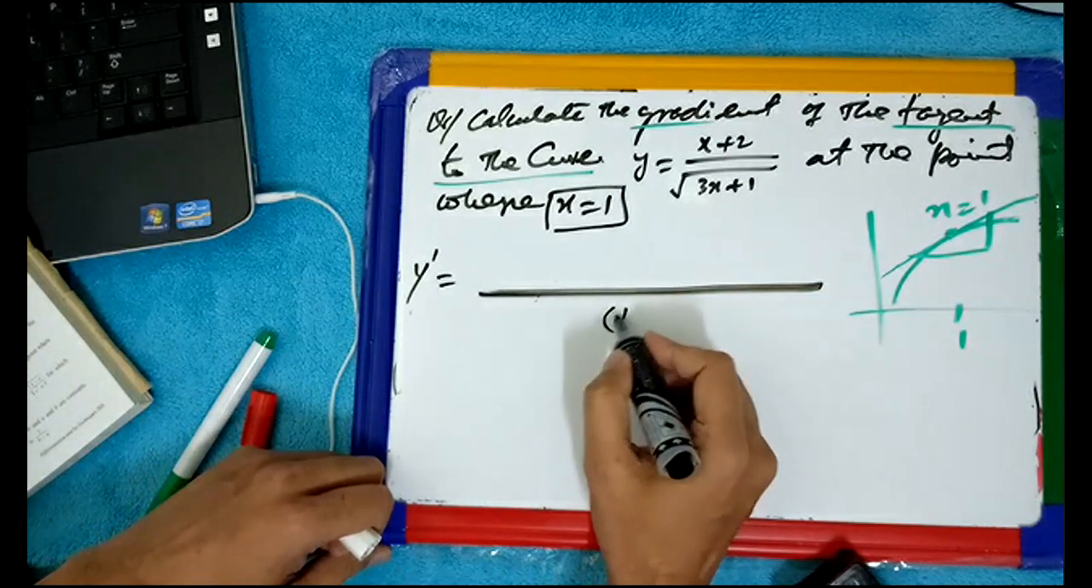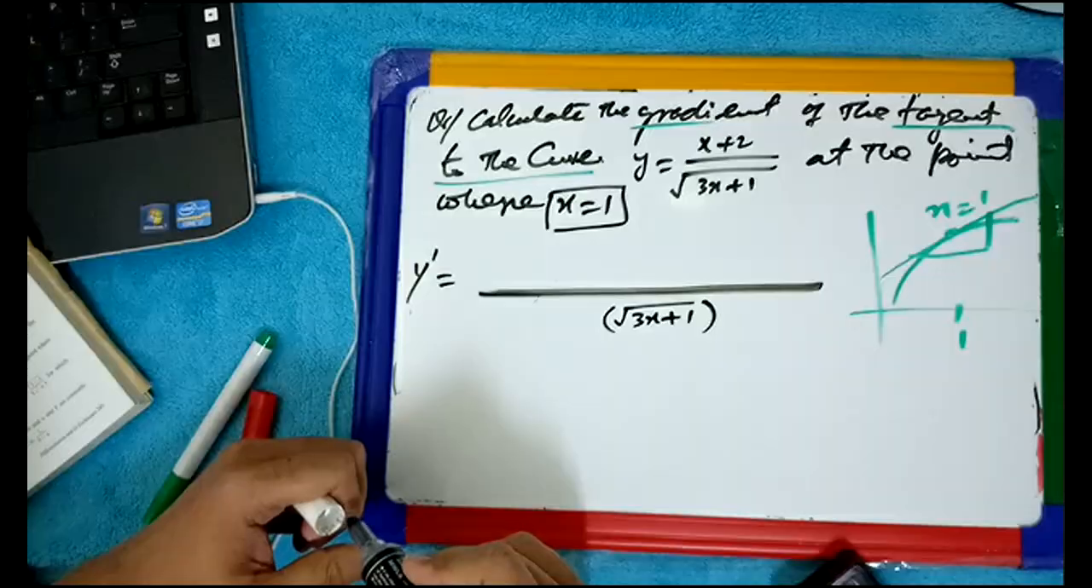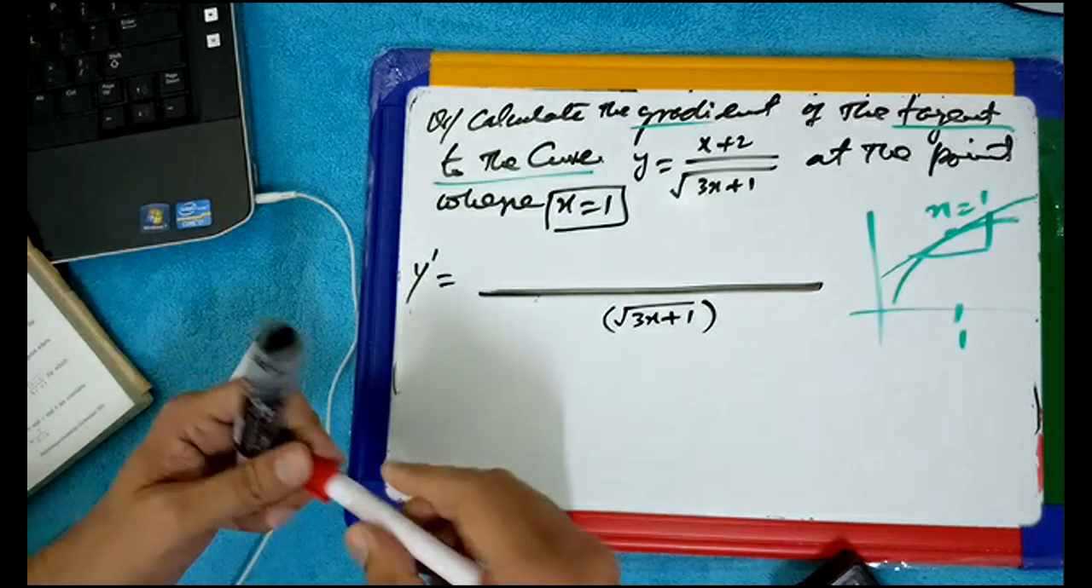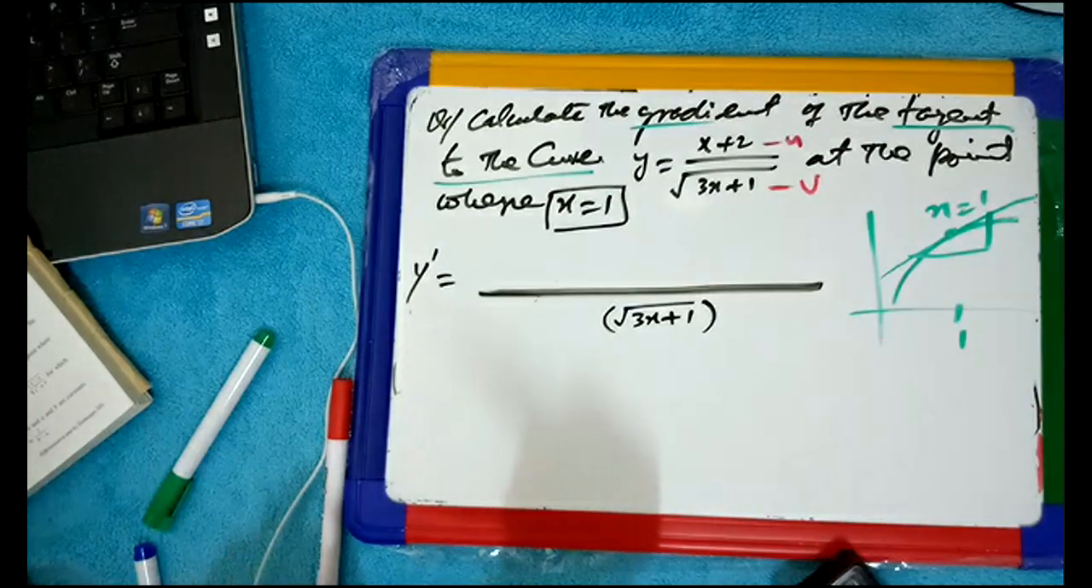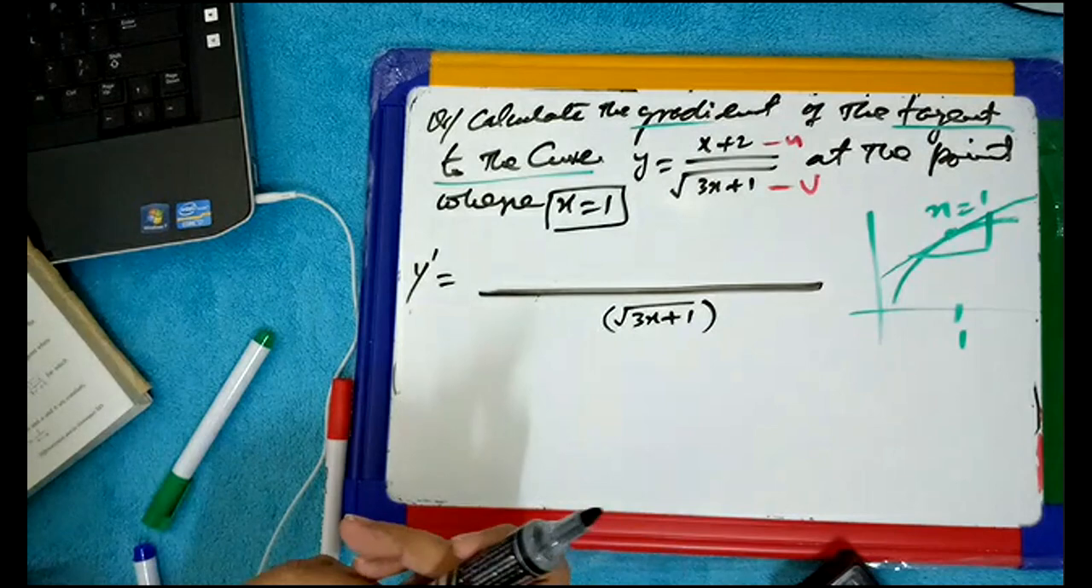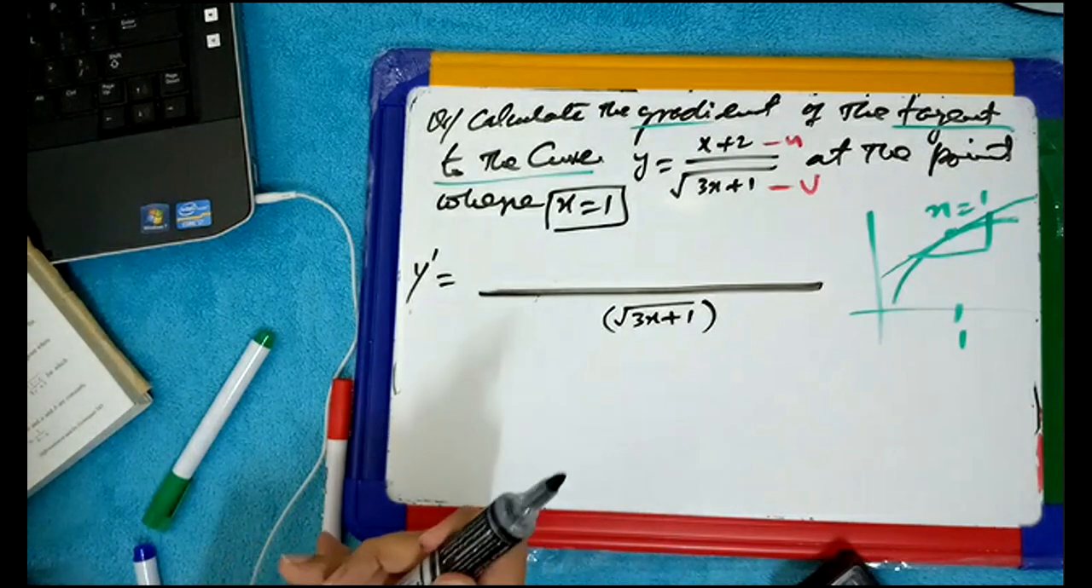Could you repeat why we need to use the quotient rule in this case? Because you see that this is in the form of division, u over v. The curve will give you an indication of which rule you will use, okay? Okay, yeah, I got it.